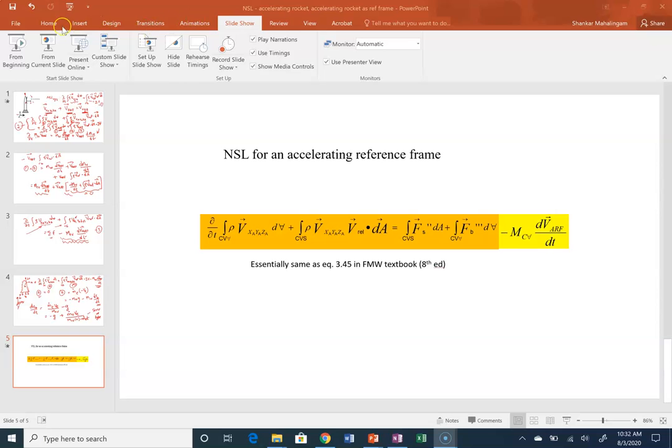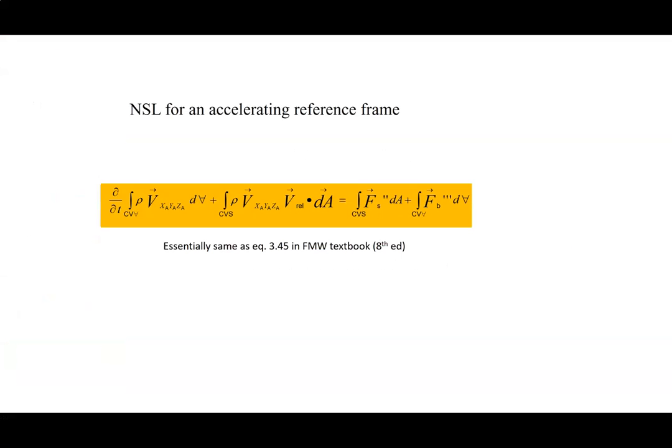So we're going to summarize Newton's second law applied to an accelerating reference frame in this manner. It looks very similar to Newton's second law applied to a stationary reference frame, but the accelerating reference frame is indicated by the subscript A for acceleration. All you need to do is add this extra term with a negative sign, the mass of the control volume times the acceleration of the control volume itself. So this is essentially equation 3.45 in Frank White's book, 8th edition.